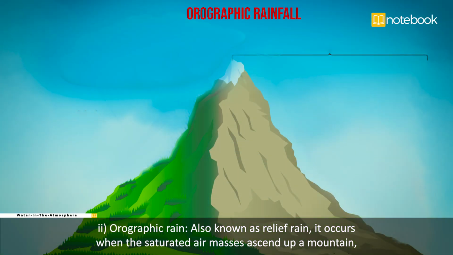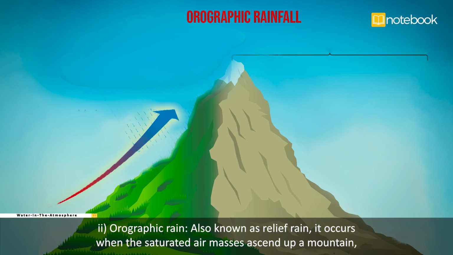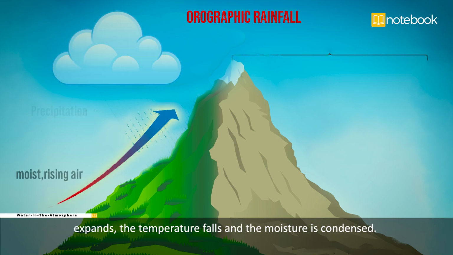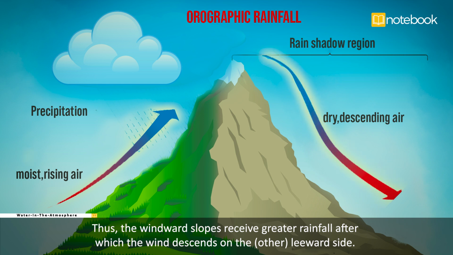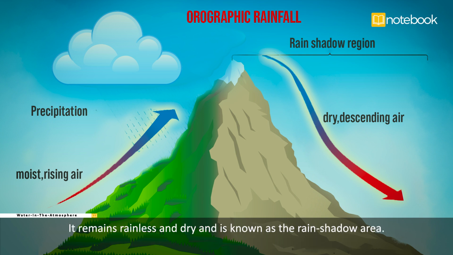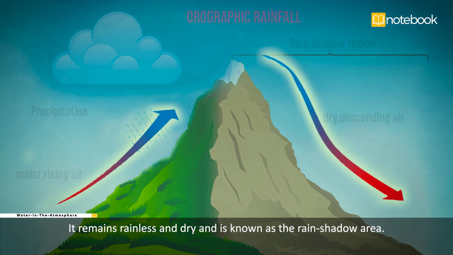Orographic rain, also known as relief rain. It occurs when the saturated air masses ascend up a mountain, expand, the temperature falls, and the moisture is condensed. Thus, the windward slopes receive greater rainfall, after which the wind descends on the other or the leeward side. It remains rainless and dry and is known as the rain shadow area.